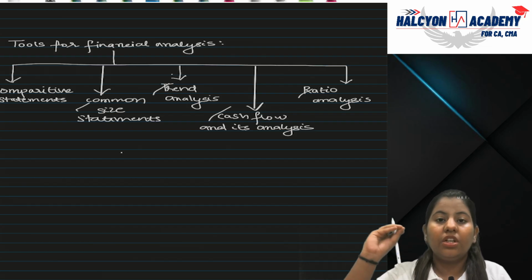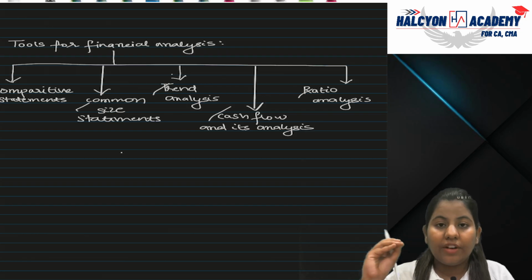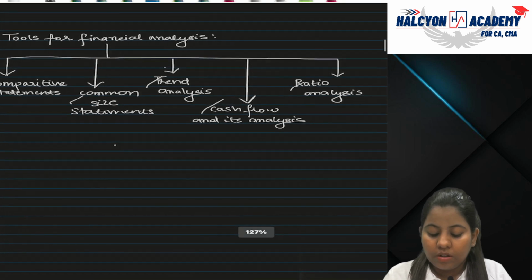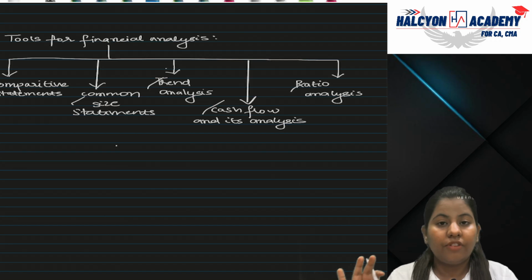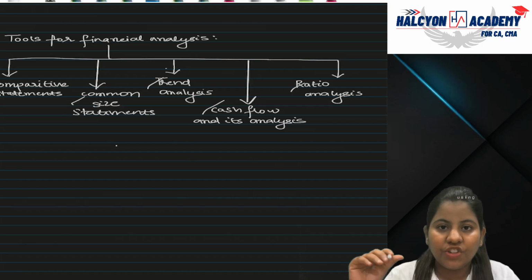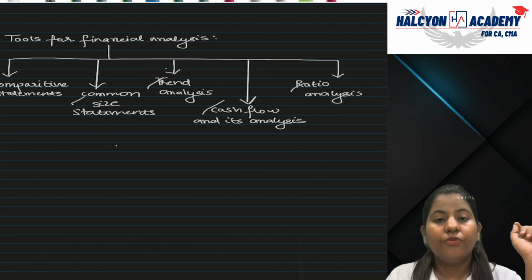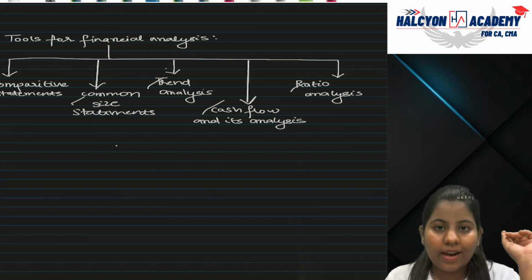To analyze the financial position of any organization, we have 5 tools. By using these 5 tools, we can analyze the financial position of any organization. So one by one, I will tell you the meaning of all these 5 tools. But for now, I am just telling you the names. The first one is comparative financial analysis or comparative statements. Second is common size statements. Third is trend analysis. Fourth is cash flow statements and analysis. And the fifth one is ratio analysis.